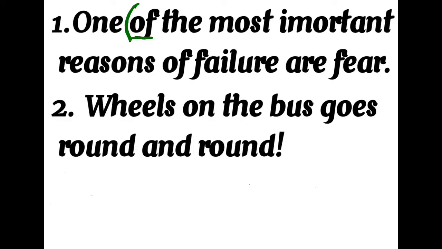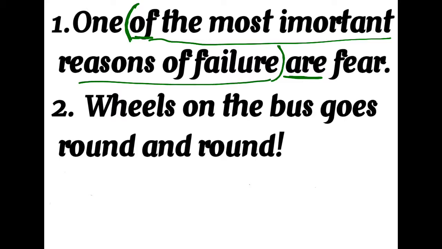One of the most important reasons of failure. Now up to this point we do not have any verb. The verb is are. So the bracket will be ended here. Now all this structure is a preposition phrase. It is a very complex preposition phrase that has another preposition phrase within it. For example, of the most important reasons, this is one preposition phrase. Of failure, this is just another preposition phrase. But it does not matter to us.